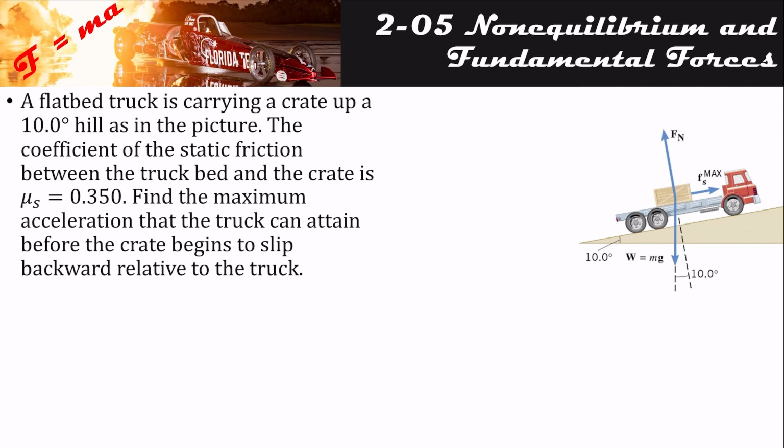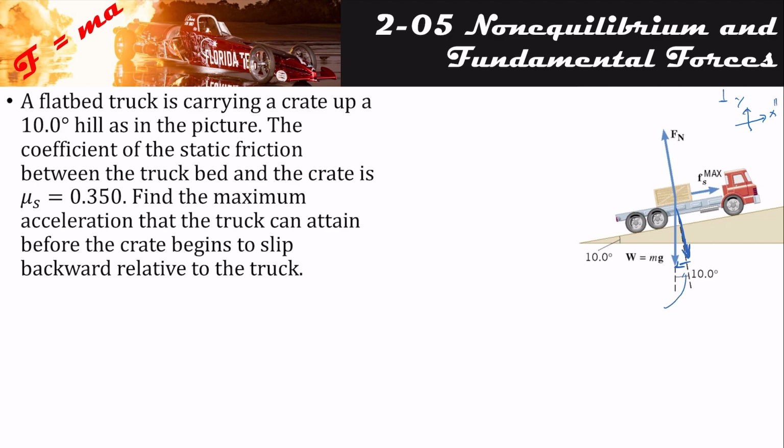A flatbed truck is carrying a crate up a 10-degree hill, as in the picture. The coefficient of static friction between the truck bed and the crate is 0.35. Find the maximum acceleration the truck can attain before the crate begins to slip backward relative to the truck. All right, first of all, let's remember, since we're going up a slope, it's easiest if we rotate our axes. Call the x parallel and the y perpendicular, which also means that we need to find the components of the weight.